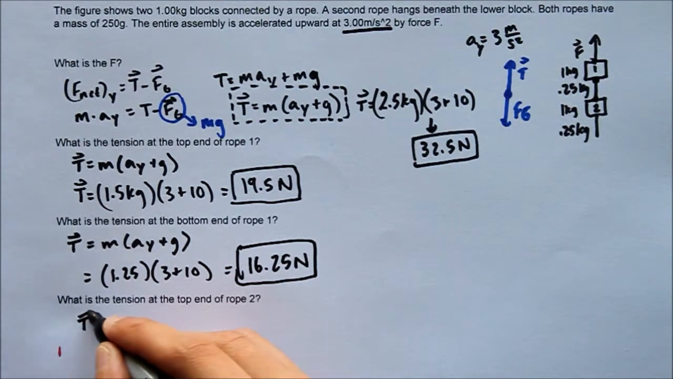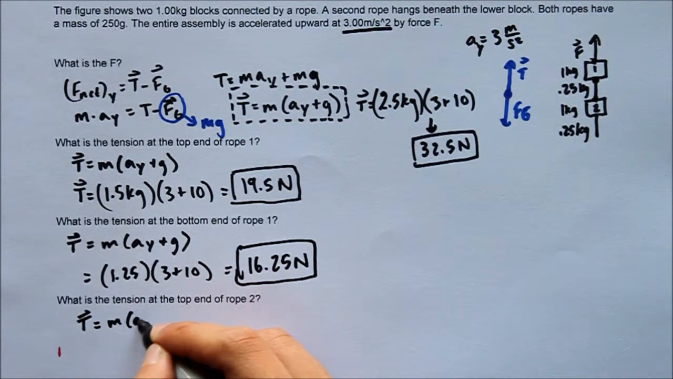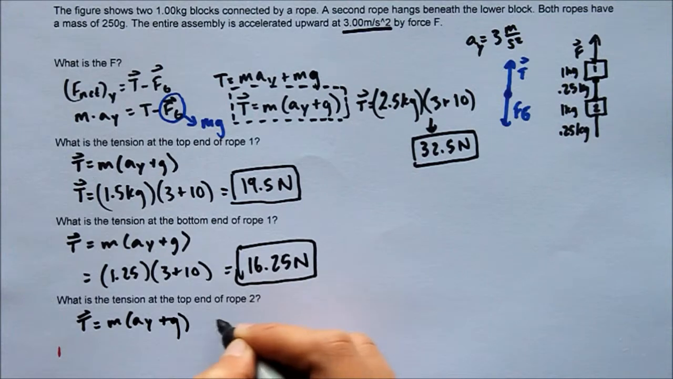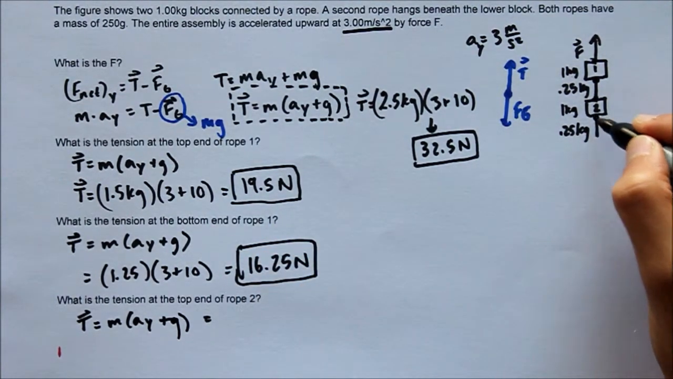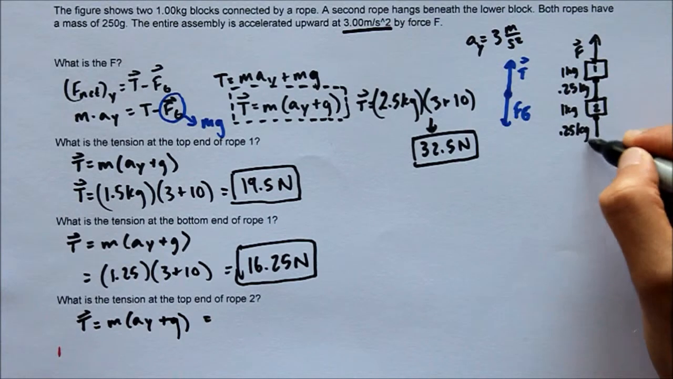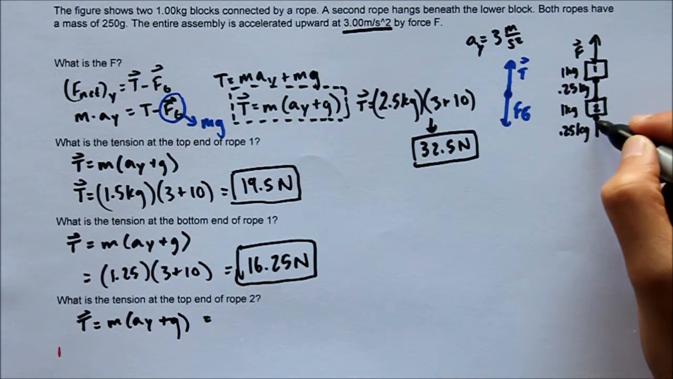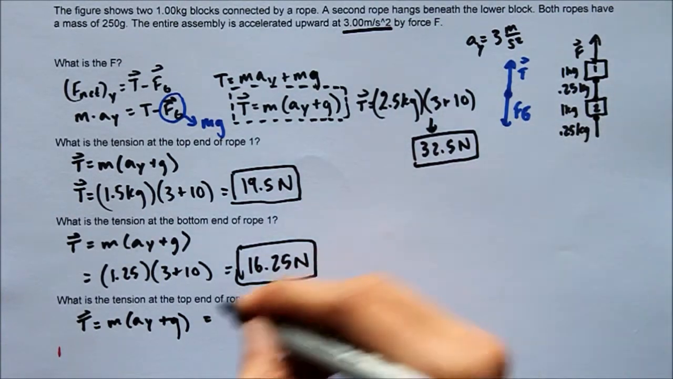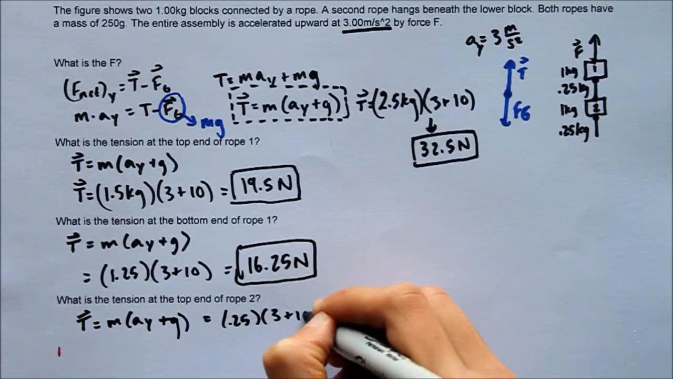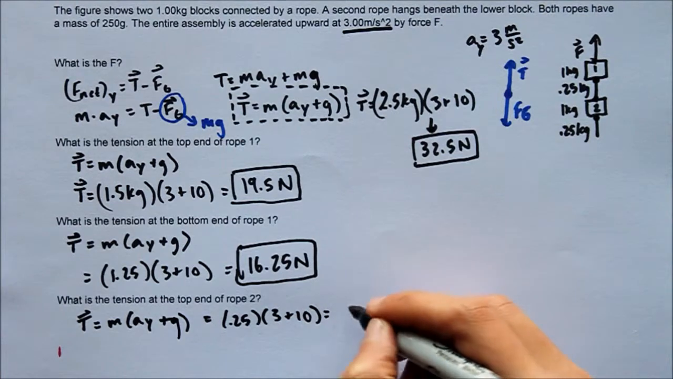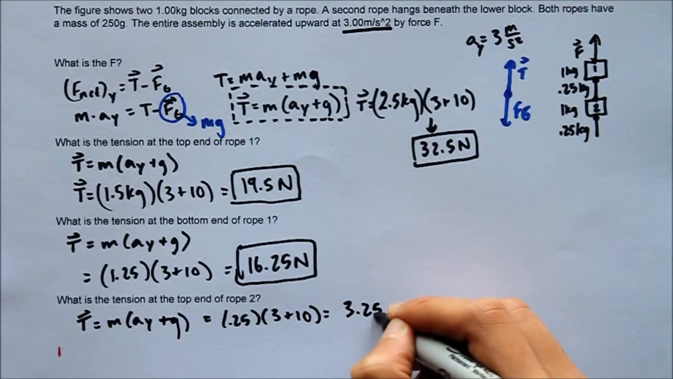The last part, it says, what is the tension at the top end of rope 2. So again, I'm going to write tension equals mass a y plus g. If I draw my point up here, circle that point and everything underneath, I know the only thing I'm taking into account is the mass of rope 2. So it's going to be 0.25 kilograms times 3 plus 10. That should give me my final answer of 3.25 newtons.